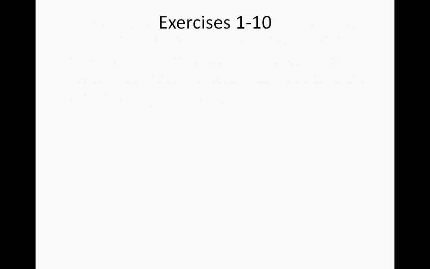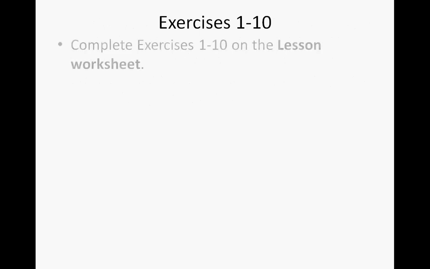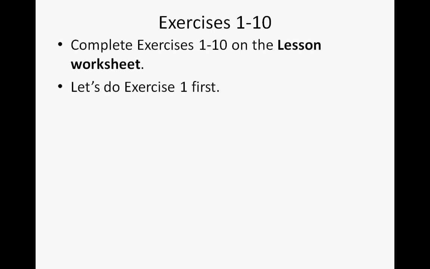All right, so let's take a look at the exercises on your lesson worksheet. We're going to complete exercises 1 through 10 on your lesson worksheet. So let's do exercise 1 first before you begin. Exercise 1 says to verify the general statement, x to the negative b, or raised to the opposite of b, is equal to 1 over x to the power of b, for x equal to 3 and b equal to -5.